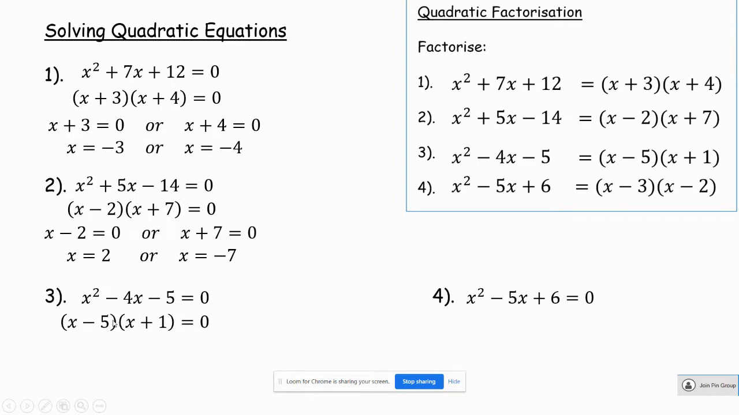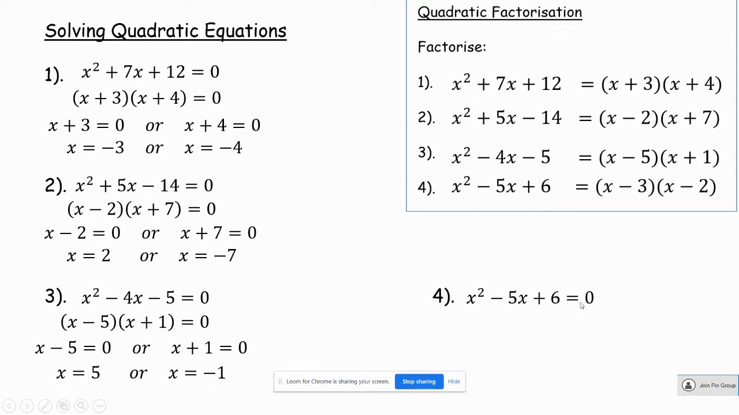Next step is going to be to make the brackets equal 0. So either this bracket equals 0 or this bracket equals 0. Then the final step is going to be to figure out what x is. Something take away 5 is 0, has to be 5. Something plus 1 equals 0, has to be negative 1. So x equals 5 or x equals negative 1.